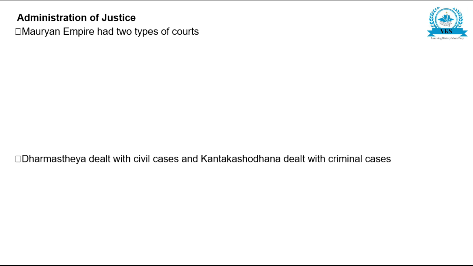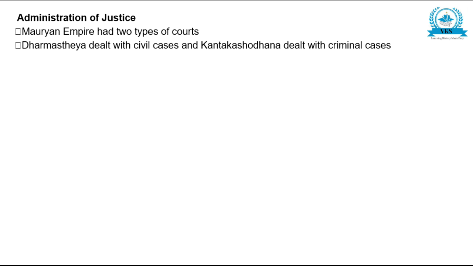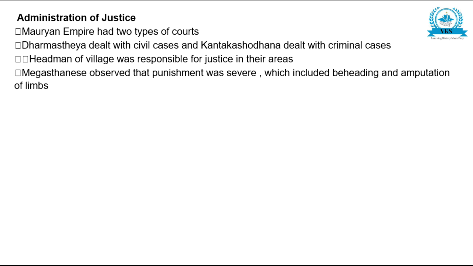Administration of justice: the Mauryan Empire had 2 types of courts. Dharmasteya dealt with civil cases and Kantakashodhana dealt with criminal cases. The headman of the village was responsible for justice in their areas. Megasthenes observed that punishment was severe, which included beheading and amputation of limbs.